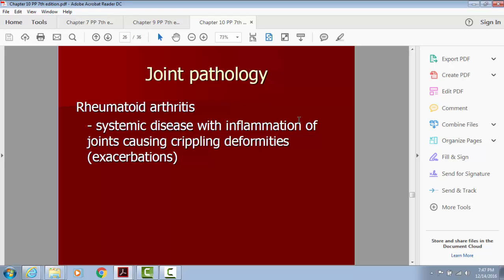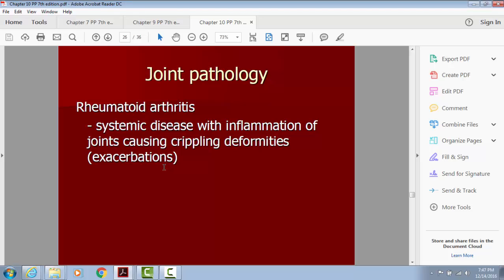Joint pathology that we see, rheumatoid arthritis. If you remember from Chapter 9, Blood, Lymph, and Immune System, this was an example of an autoimmune disease. So it's a systemic disease with inflammation of the joints causing crippling deformities. Now, with arthritis and rheumatoid arthritis, any type of arthritis, these patients have what are called exacerbations. Exacerbation is just a fancy name for a worsening of symptoms. And so it could be an exacerbation of COPD, an exacerbation of arthritis, of any other condition which kind of ebbs and flows, or they have good days and bad days.